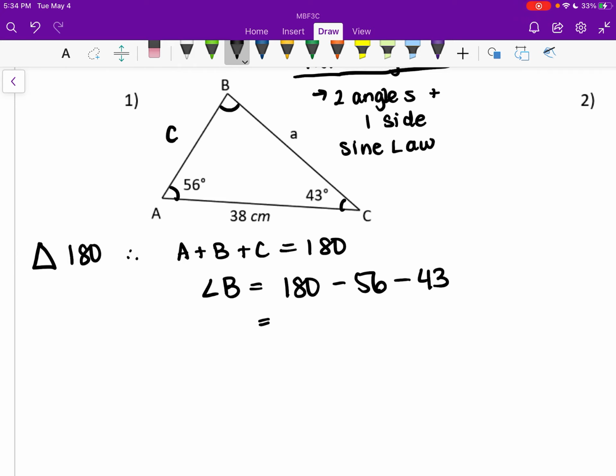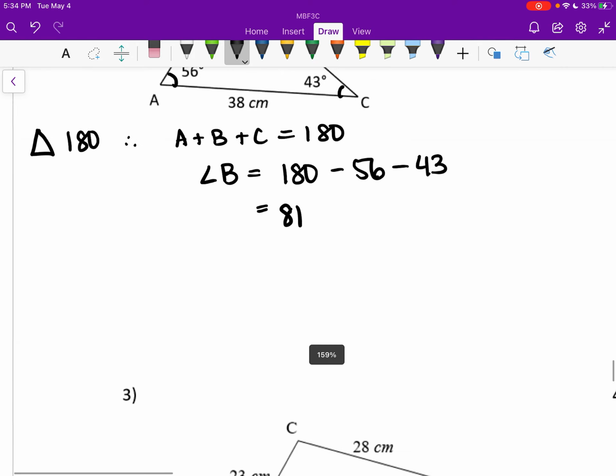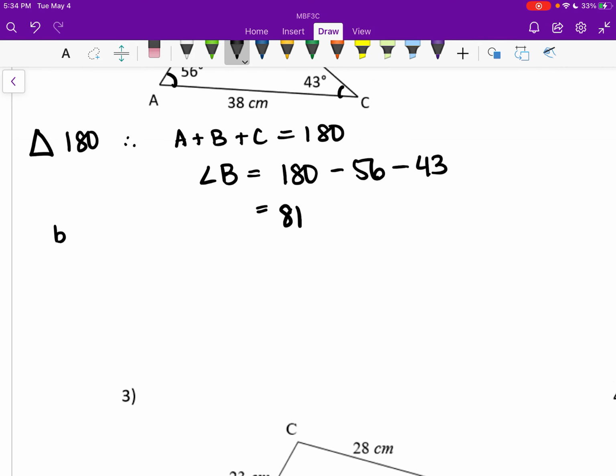So 180 minus 56 minus 43 is going to give me roughly 81. So I'm going to throw that in there. So I know that angle B is 81. Now I have an angle and its corresponding side, so I can use my ratios to solve. So I can say, okay, B over sine B, and I'm looking for side A, so I'm going to say A over sine A. And I'm just going to put in my values.